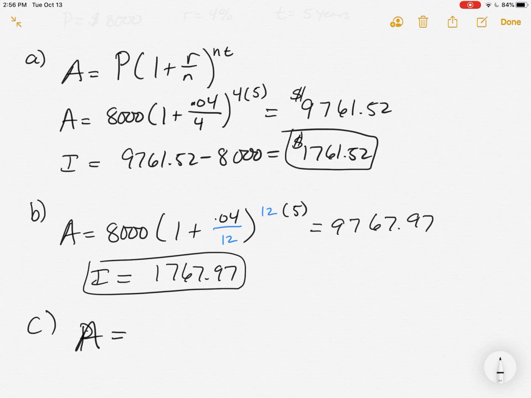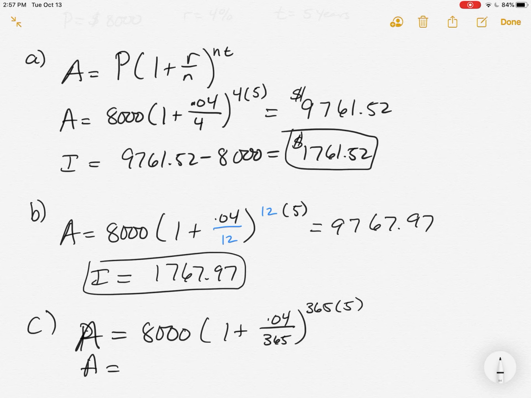we're going to have the accumulated amount equal to 8,000 times 1 plus 0.04, and they'll always use 365 as the number of days, and so that's 365 times the 5, right, because it's going to be compounded 365 times. Let's see what that does. So we take 8,000 times (1 + 0.04/365), to the 365 times 5, the number of times it's going to be assessed. And let's see what we get if we hit equals here.